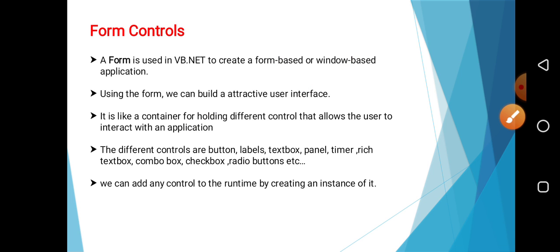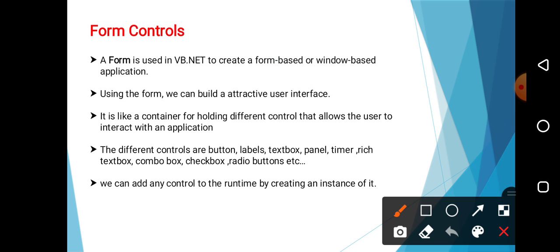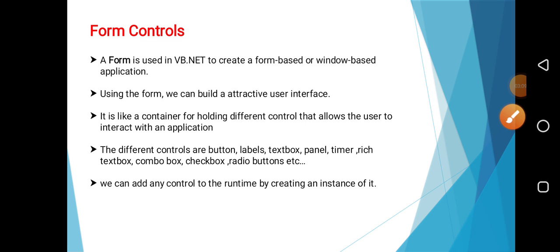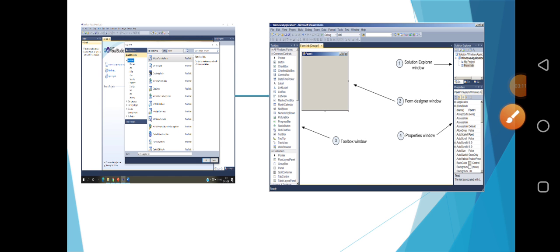And for the design, we require different controls. Those different controls are button, label, text box, panel, timer, rich text box, combo box, list box, etc. So this is all about the different form controls. Let's check each and every form control in detail.